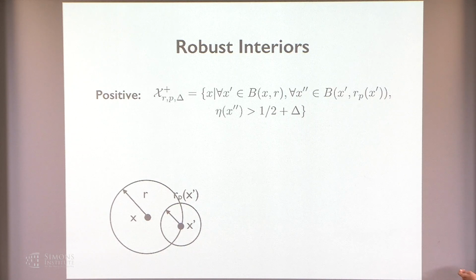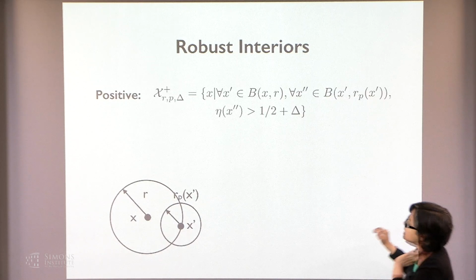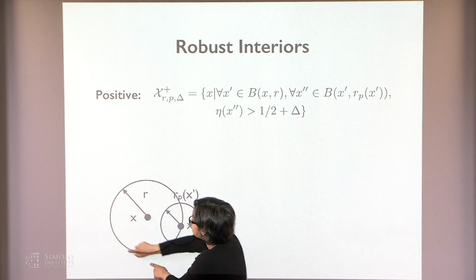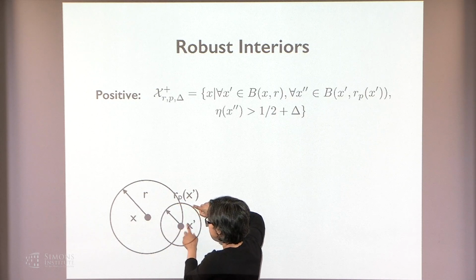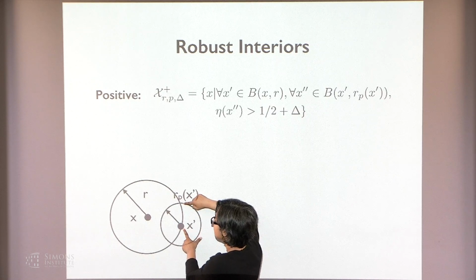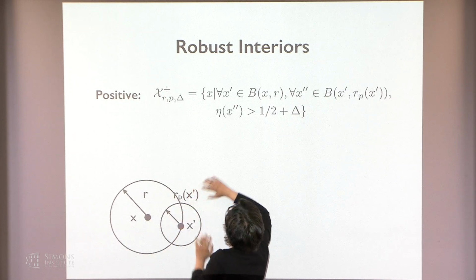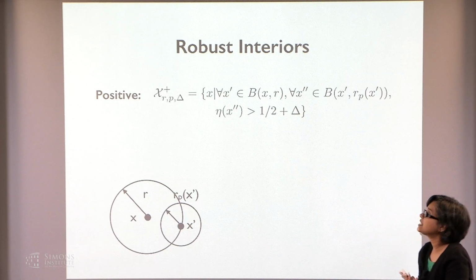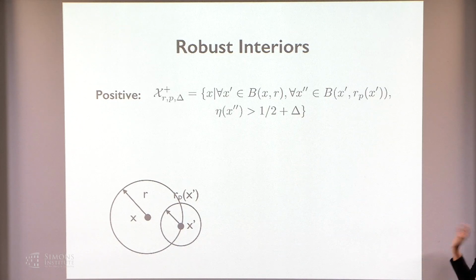If you remember, p is a probability parameter, and delta is a margin parameter. Yesterday we talked about this half plus minus delta. And what you want here is you look at x, you look at balls of radius r around x, and you look at every point in these balls. And if you look at balls of probability mass p around those points, then in all these balls, eta, P of y given x, is strictly greater than half plus delta. And so this is the positive part.